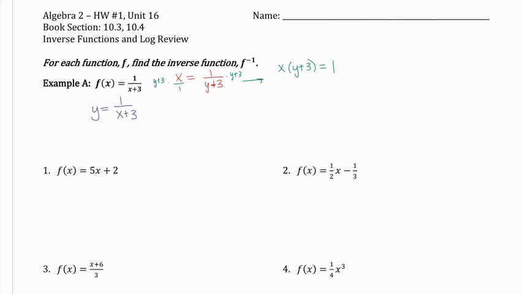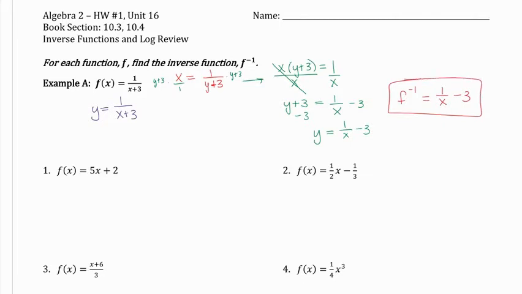I don't want it to be in the bottom, right? Okay, so then to get y by itself over here, I don't need to distribute in that x. I need to get rid of it. So I'm going to divide both sides by x. Those will cancel out, and then I'm left with y plus 3 equals 1 over x. And then to get y by itself, I've got to subtract 3 on both sides. So I'll end up with y equals 1 over x minus 3. So my inverse function, or f inverse, would equal 1 over x minus 3.